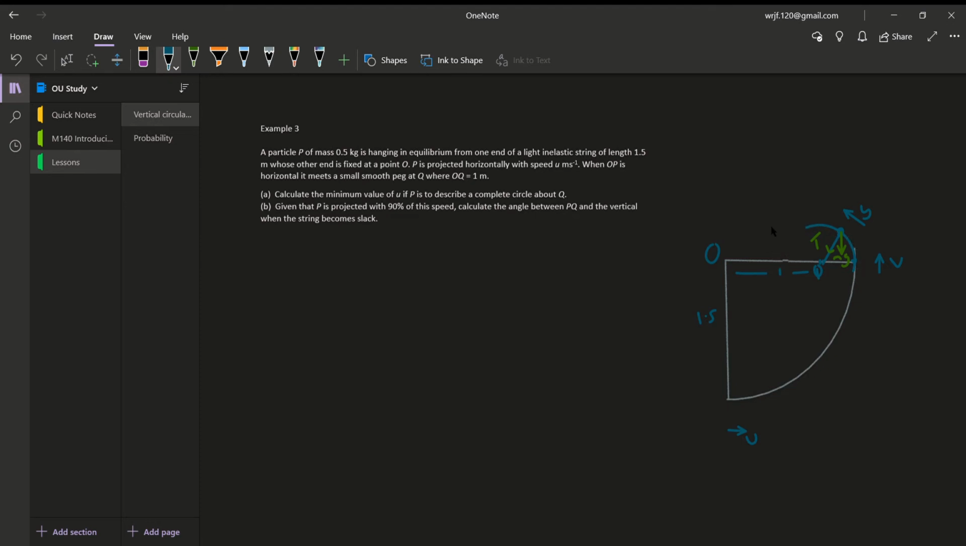And remember that to make complete circles, when you're on the end of a string, the requirement is that at the top of the circle we need the tension to be greater than 0. Well, greater than or equal to 0, actually, strictly speaking.